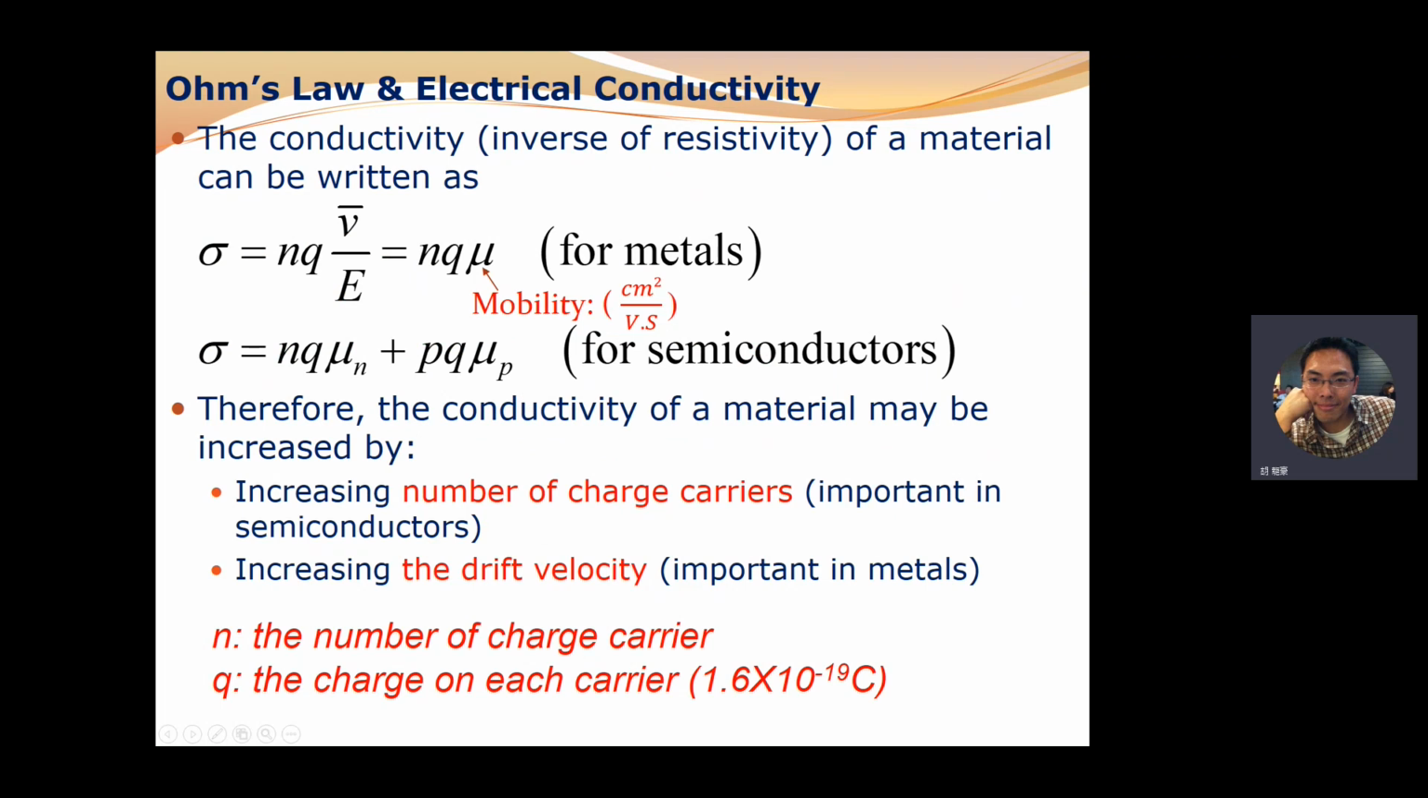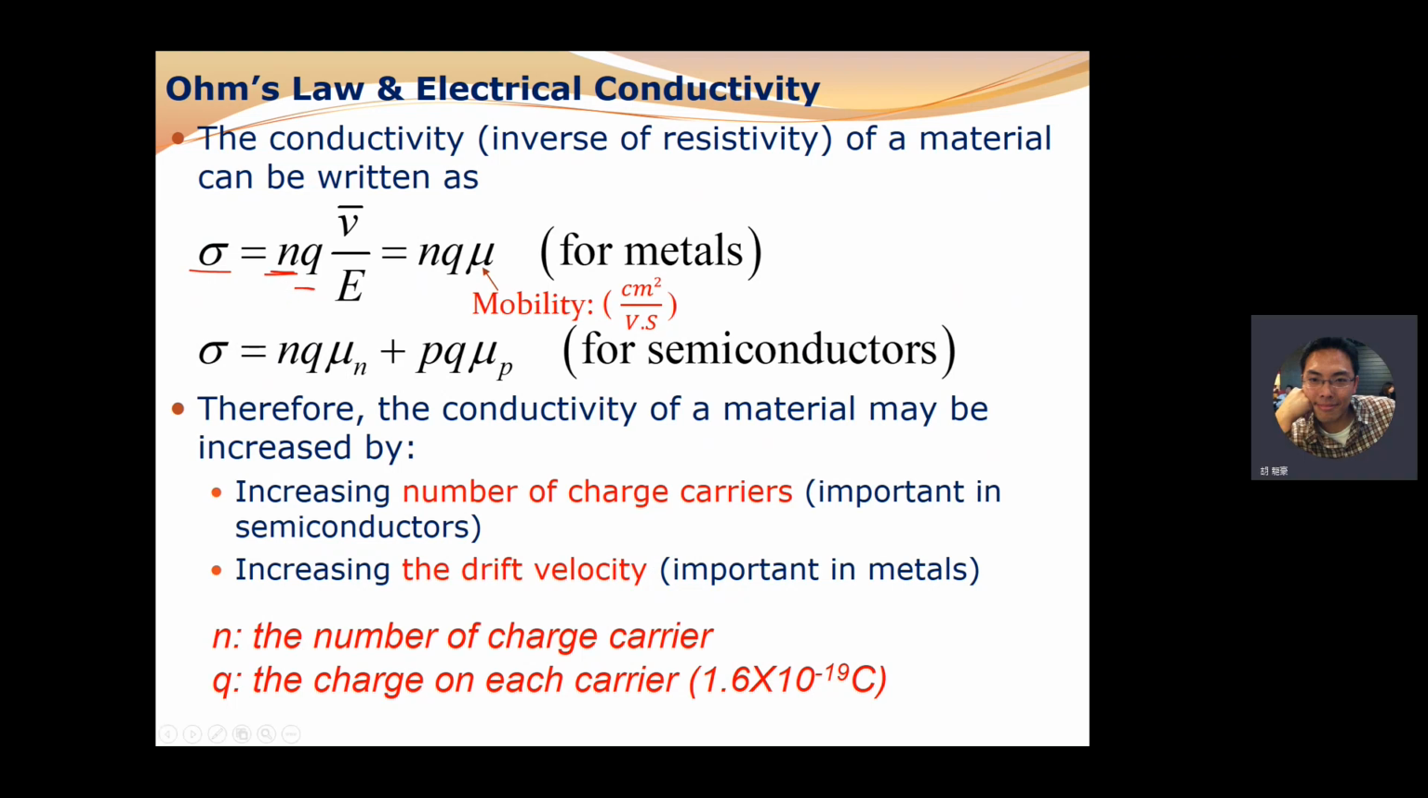And the conductivity, which is the inverse of the resistivity of a material, can be written as the following equation. So this is the conductivity, which equals the number of charge carriers times Q, the charge on each carrier, times the mobility.